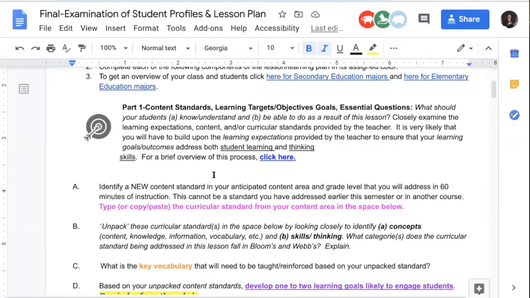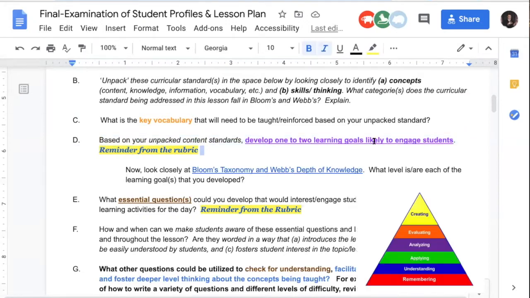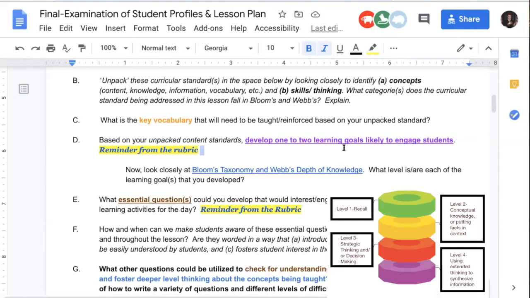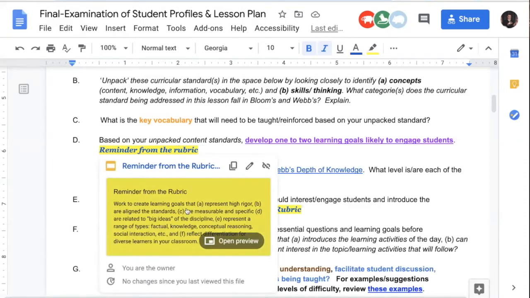Let's remember that we have these reminders from the rubric that are always highlighted in yellow. So especially on Part D, make sure that you develop 1 or 2 learning goals that are likely to challenge and engage your students. We want those to be high on Bloom's taxonomy, deep on Webb's, and you have reminders of what needs to be included and addressed in that learning goal.